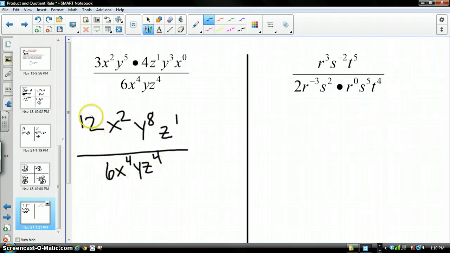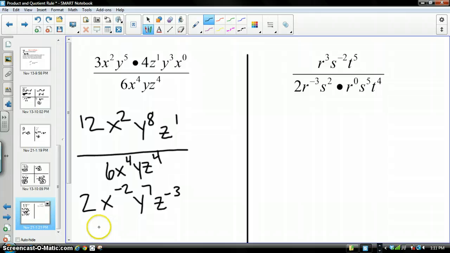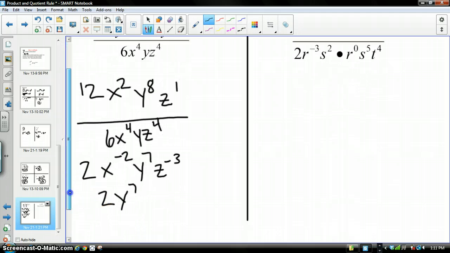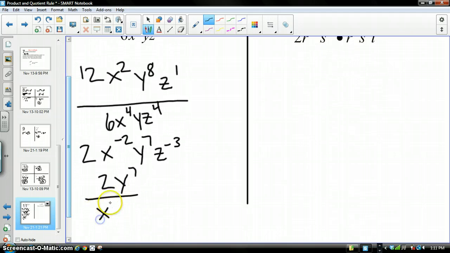So we have coefficients, so now this is just like a simple quotient rule one. So 12 divided by 6 is 2. X squared minus x to the 4th, so we have 2 minus 4, which is a negative 2. 8 minus 1, 7. And 1 minus 4 is negative 3. Once again, we need to take care of our negative exponents. Move those to the bottom. And there's our final answer.